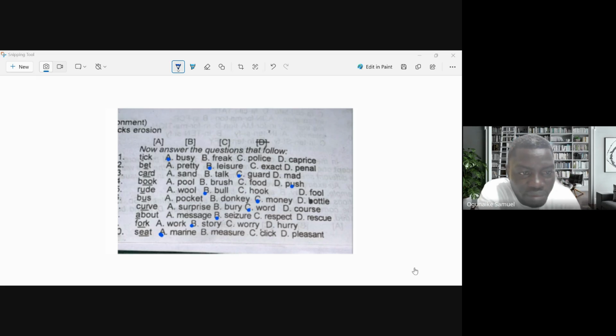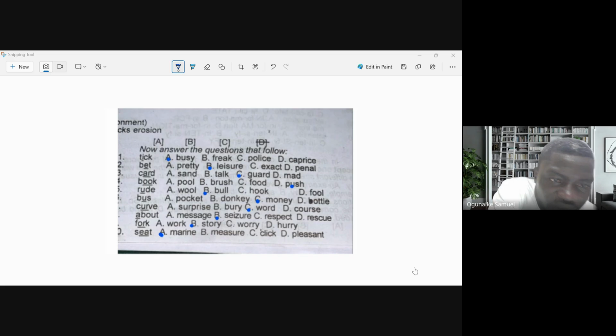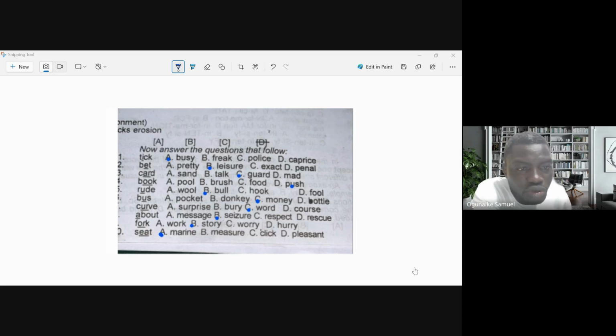Book, OOK, that's short. OL is long. OOD is long. Brush is far, so push. Rude is short. OL is long. Wool is long. Full is long. ULL is short. Hook is long here.